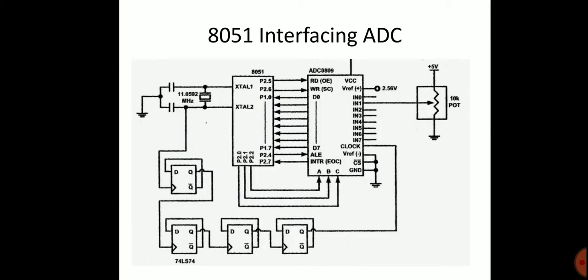Now we see the complete structure of the 8051 interfacing with the ADC. We use the 8051 to interface the ADC 0808. The supply voltage is a 5 volt supply, and the clock signal is generated using a D flip-flop from the crystal oscillator clock frequency of the microcontroller for the ADC 0808 interfacing.